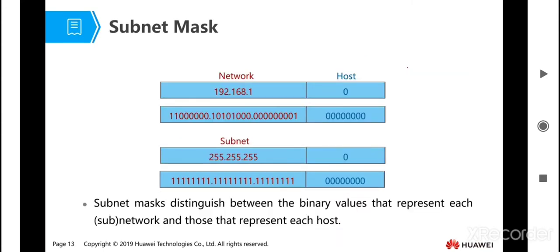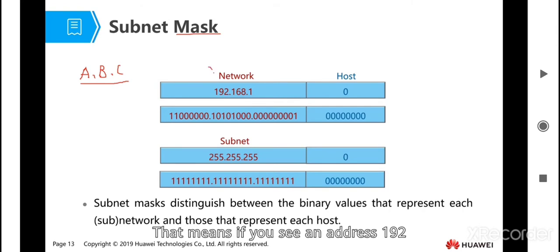And then we go to the subnet mask. In the class A, class B, class C system, we did not use the network mask. That means if you see an address that starts with 192, you can decide this is class C. Then you can decide the mask length is 24. A mask length of 24 means the network part is 24 bits long and the host part is 8 bits long. This is the default network mask.